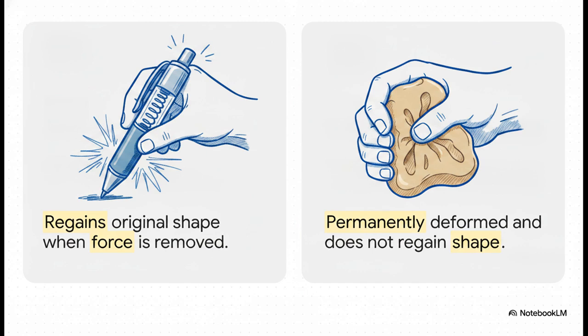That behavior is elasticity, the property of regaining original shape and size once the deforming force is removed. But take a lump of clay and squeeze it. It has absolutely zero tendency to return to its previous shape. It's permanently altered. And that is what physicists call plasticity. It's simply the ability of a material to be permanently molded or deformed by a sustained force.